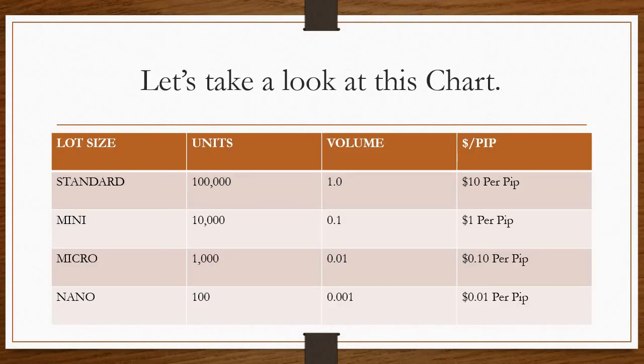So we've learned first off about the micro, the mini, and the standard. The standard is one of the lot sizes that most people are excited about because it is 1.0 in volume. So 100,000 units, the volume of it is 1.0. It means that for every time the market moves, you're making $10. For every pip move, you're making $10. That's what it translates to. So this 1.0, the money value or the dollar pip value is $10, alright?